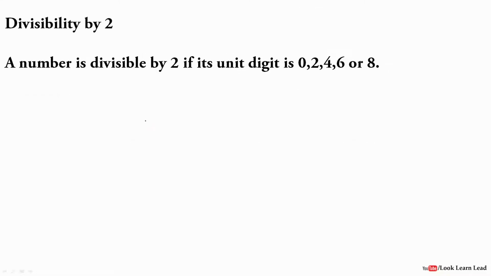So let's see. The first rule is divisibility by 2. It is very easy. We all know that all even numbers are divisible by 2. So any number which has 0, 2, 4, 6 or 8 at the unit digit is divisible by 2. It is very simple, so I don't think you need an example, but still I will give one. For example, 63482. The unit place is 2. So whenever the unit place is 0, 2, 4, 6 or 8, the number is divisible by 2. If it is 3, it won't be divisible by 2. So this is the divisibility rule of 2.